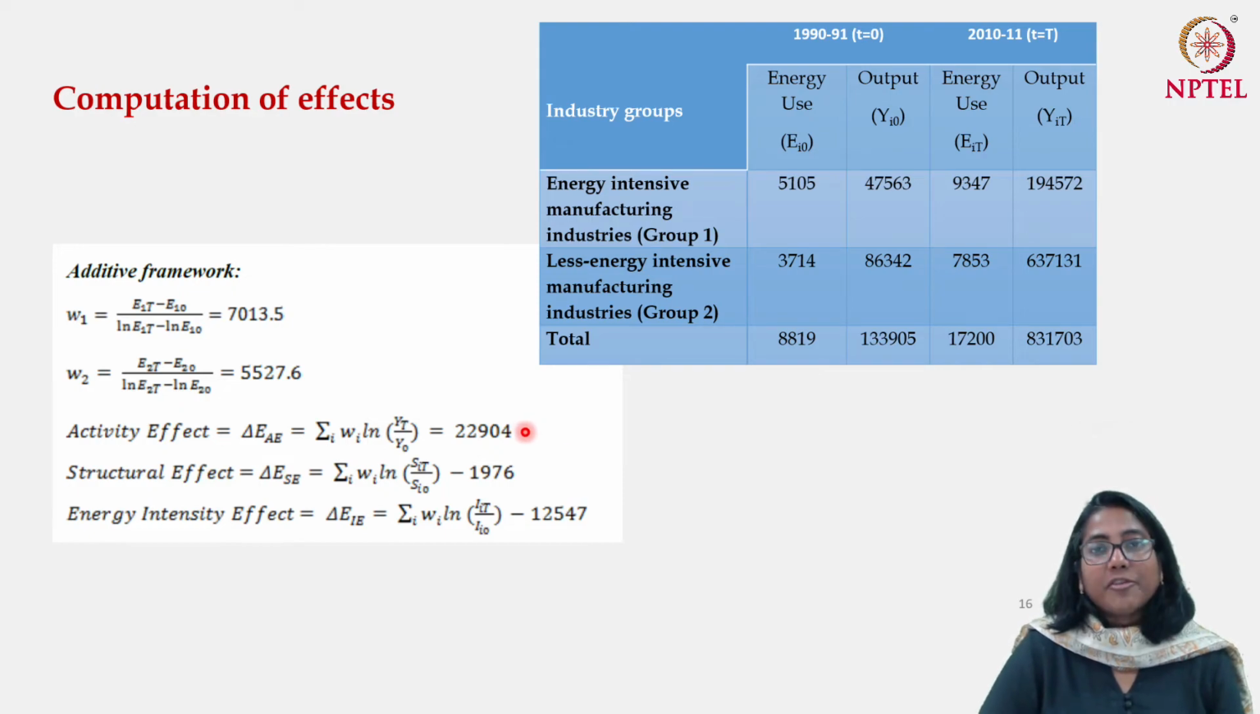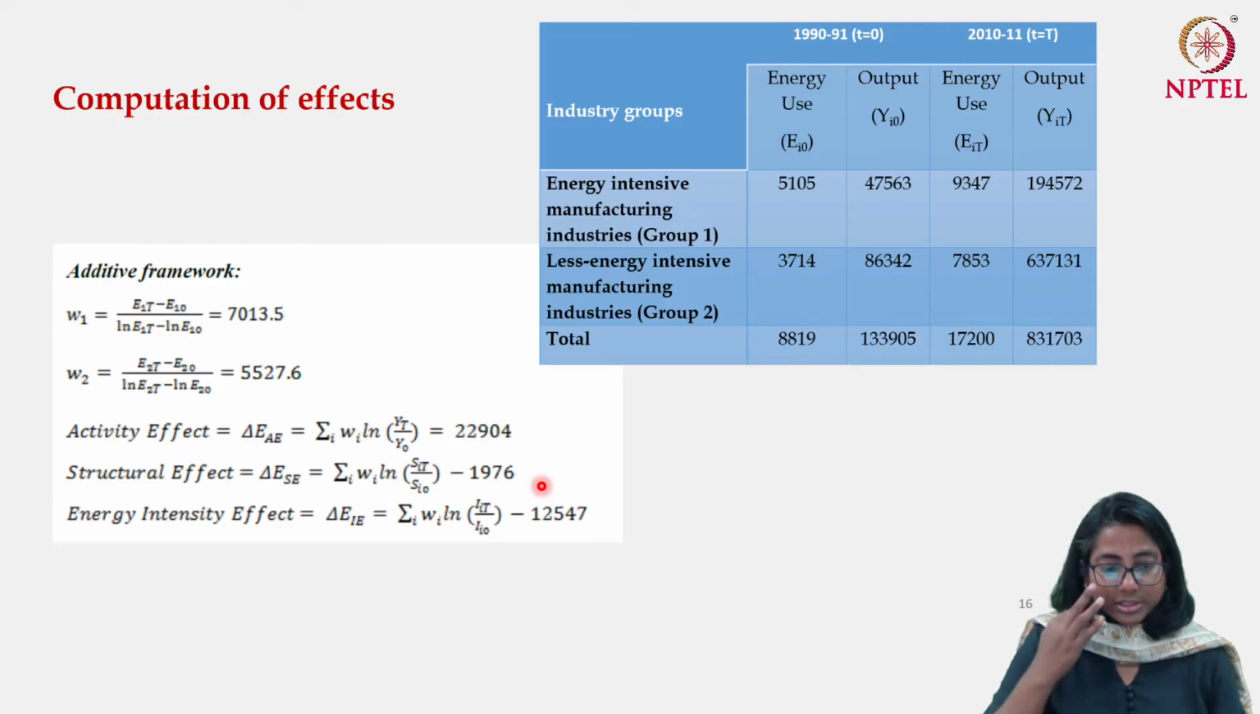If you look at the activity effect, it comes with a plus sign. This means that due to increase in manufacturing production, other things remaining constant, the demand for energy has gone up. That is why it has a plus sign. This has a minus sign. This means that due to structural effect, the energy use has gone down. So it basically means that there is a shift from energy intensive industries to less energy intensive industries, structure wise. So the structure of the manufacturing sector has changed in favor of low energy intensive industries.